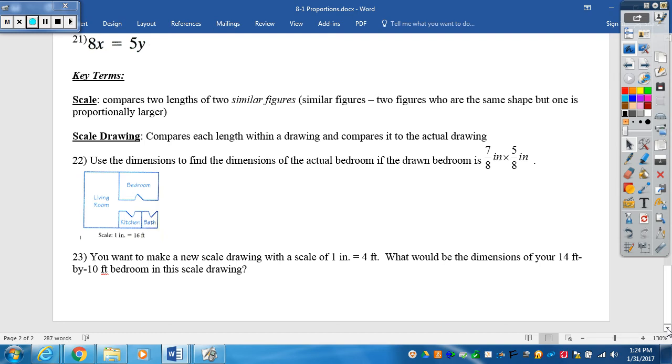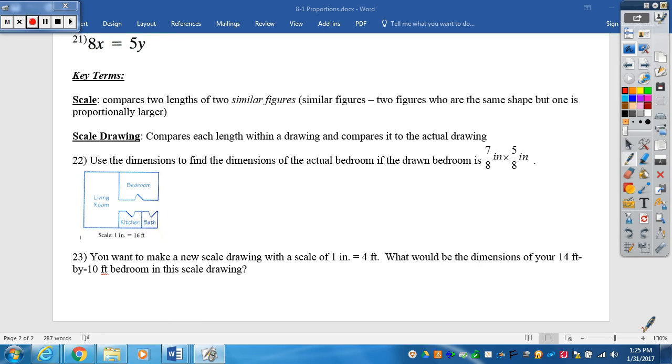Scale drawing compares each length within a drawing and compares it to the actual drawing. Okay. Now you guys have all seen scale drawings. If you've ever used a map before, you've seen a scale drawing. If you've ever, I don't know if any of your dads are engineers or architects of any sort, you know, they've got scale drawings, blueprints. If you've ever been around your parents when maybe they've built something and they needed a blueprint for it, this is a scale drawing.